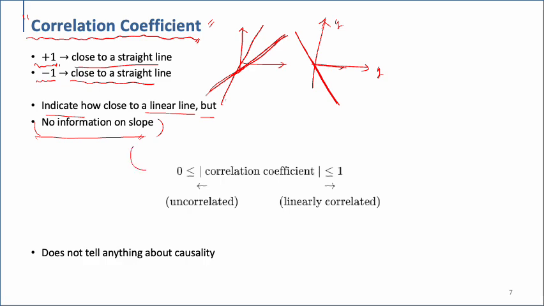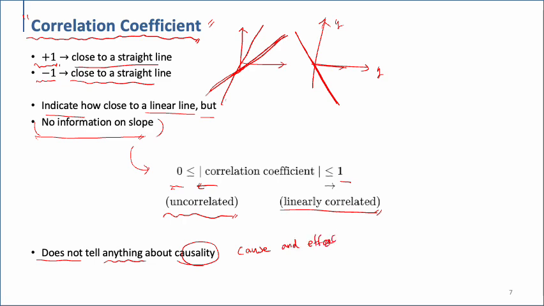So based on that, we can conclude that the absolute value of the correlation coefficient should be a value from 0 to 1. If it becomes 1, then we can say the variables are more linearly correlated, and if it becomes 0, then we can say they are uncorrelated. Also please note that this does not tell anything about causality, which means it does not say anything about cause and effect.